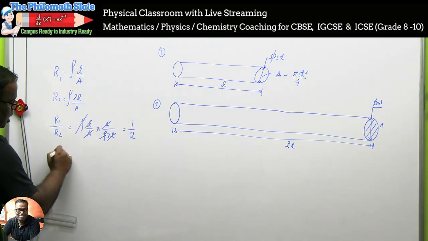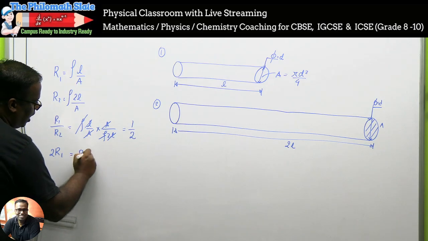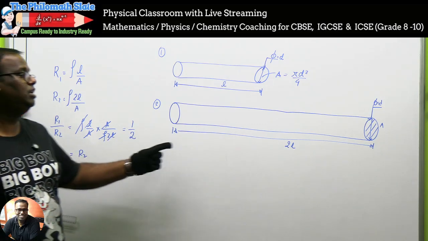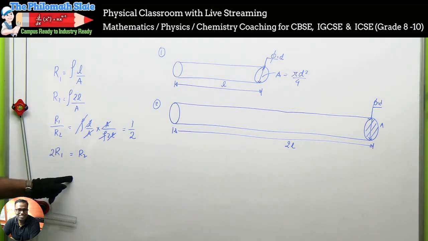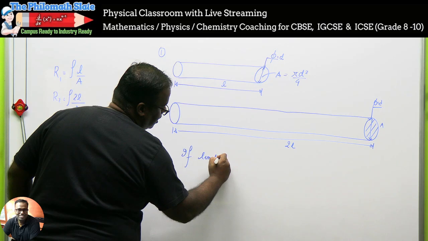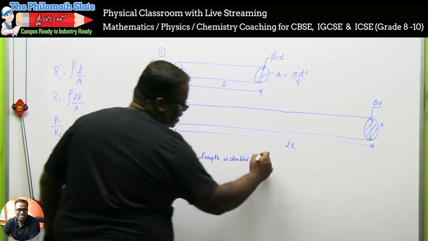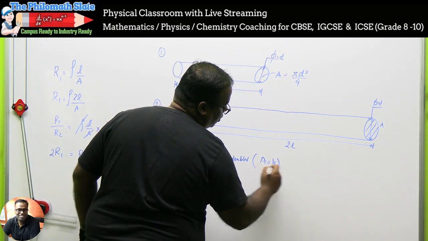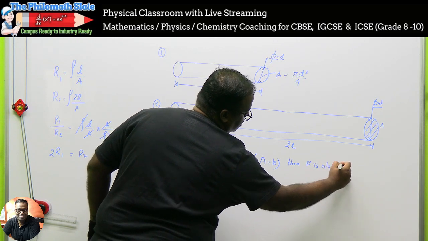That means 2 R1 is equal to R2. It means if you have increased the length, the new resistance gets doubled of the previous one. Very big finding. इसके पर बहुत questions आ जाते हैं. So the conclusion is, if length is doubled and provided A is kept constant, then R is also doubled.